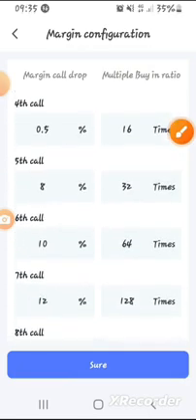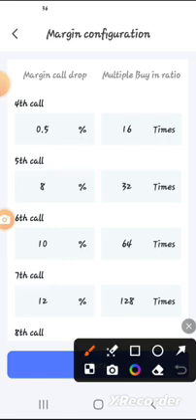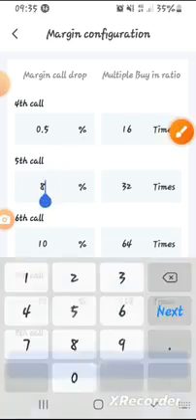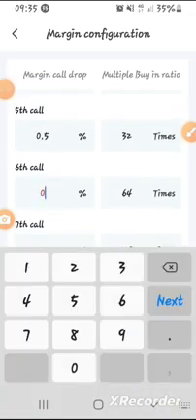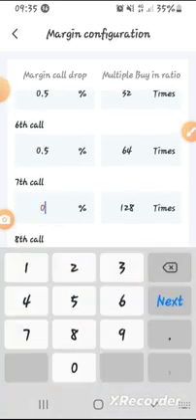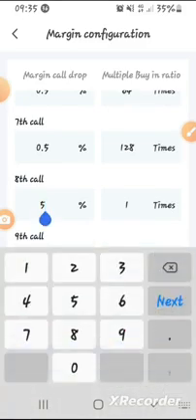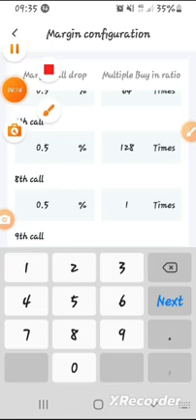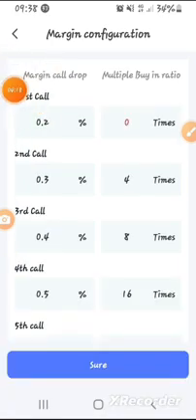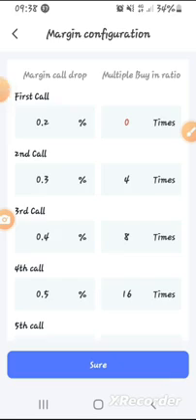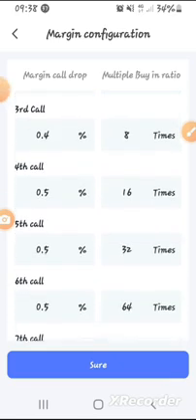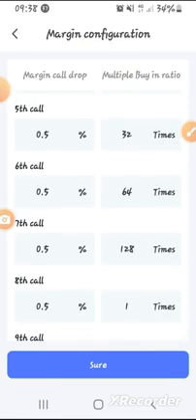Now from the 50th call, okay, from the 50th call up to the last one, you are going to set 0.5, 0.5 throughout. So let's set 0.5, 0.5 up to the last one. We have done with 0.5, 0.5 throughout, from the fourth call up to the last one.